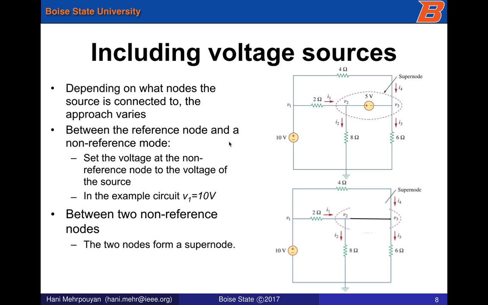Now, if the voltage source is appearing between a node and the ground node, then it's very straightforward. What we will do is we set V1 to be at 10 volts because that's exactly what it is. However, if we have a voltage source that appears between 2 nodes where one of them is not a ground node, then what we have to do is form a supernode. The way we would form a supernode is to remove the voltage source and just assume that this is only one node. So basically put a short circuit between it and deal with it as a single node.